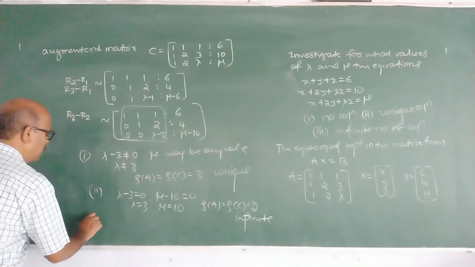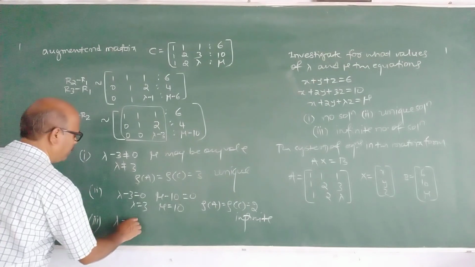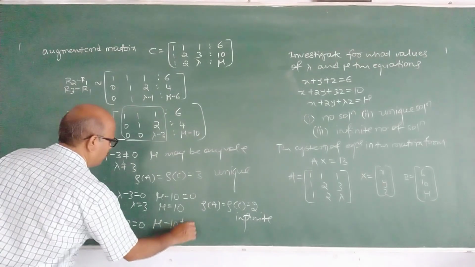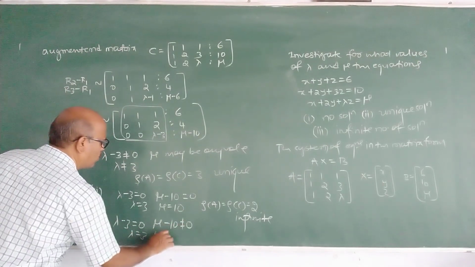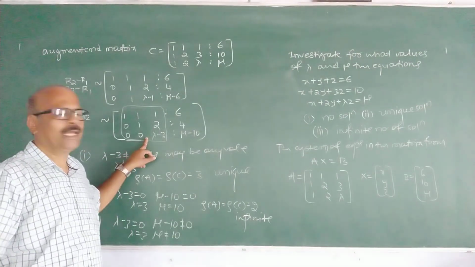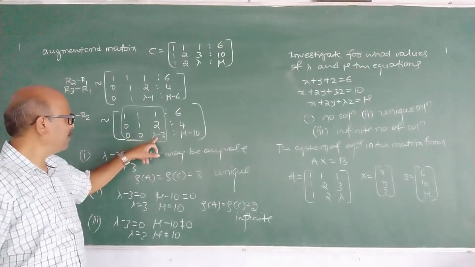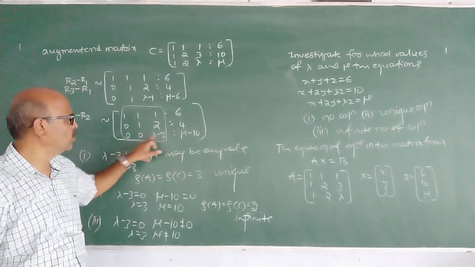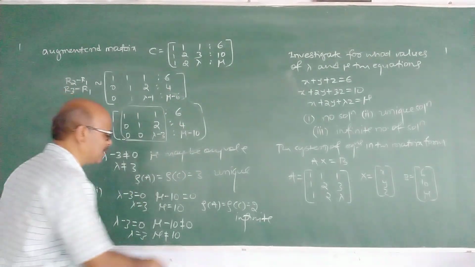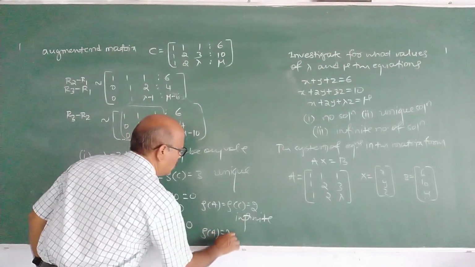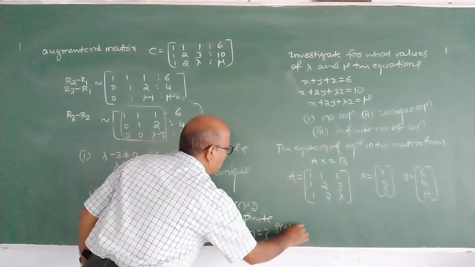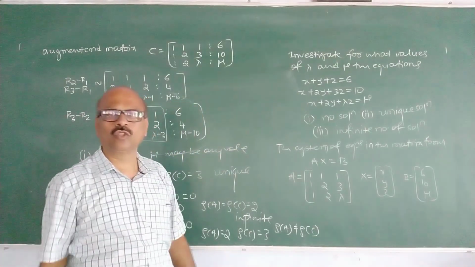Third case is, suppose lambda minus 3 is equal to 0, mu minus 10 is not equal to 0. Then what happens? Lambda is 3, mu is not equal to 10. In this case, rank of A is 2, because lambda minus 3 is 0, lambda is 3. But rank of C, the augmented matrix, mu is not equal to 10, is 3. Rank of A is 2 and rank of C becomes 3. So rank of A is not equal to rank of C. Then what happens? No solution.